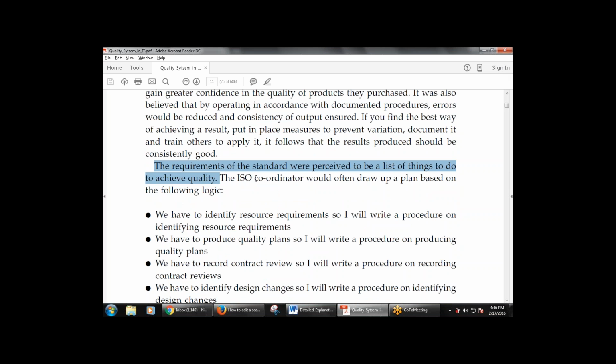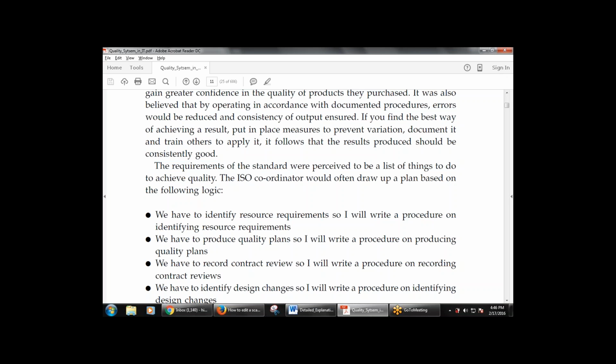Whatever the standard that we are maintaining, for example, an ISO standard, will be perceived as a list of the things used to achieve quality, that is required to be achieved as quality procedures. An ISO coordinator would often draw up a plan based on the basic logic.